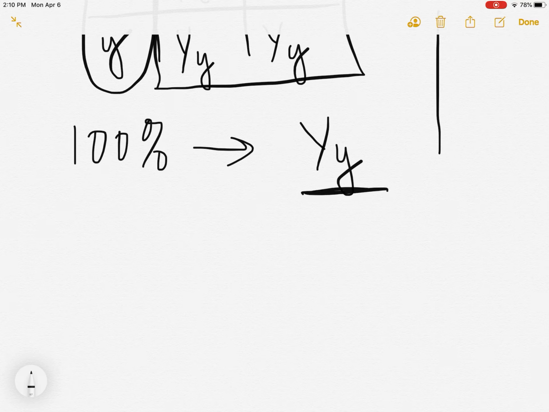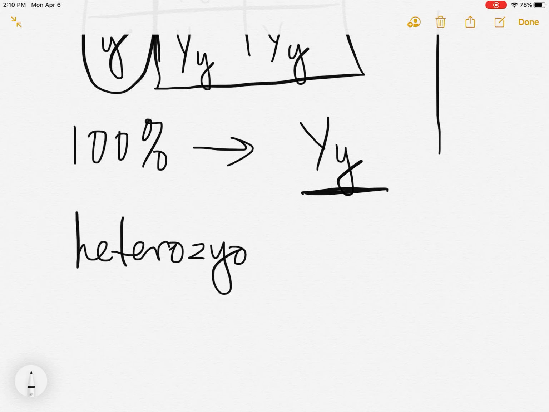What do we call this? Well, it's not homozygous because it has two different alleles. So we call it heterozygous. That means it's neither dominant nor recessive. We don't have to add the word dominant or recessive, because if they're two different ones, that's just the way they are.